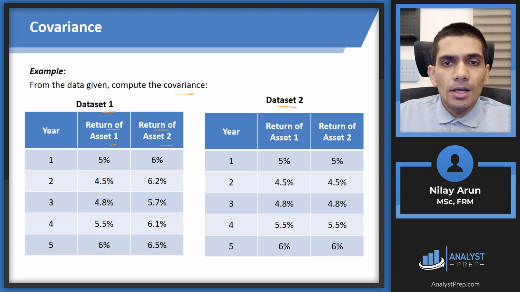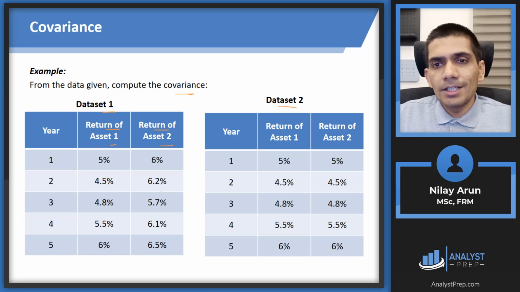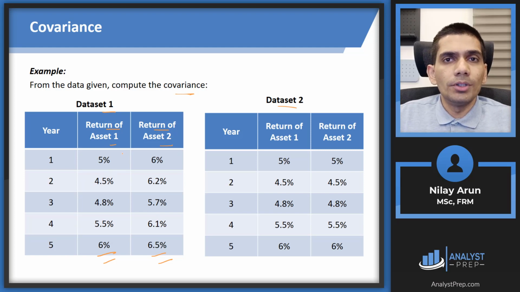You've been given the data for both the assets, so 5%, 4.5% and so on for asset 1, 6%, 6.2% and so on for asset 2. Now how will we calculate the covariance? We follow the same steps as what we did for variance. We first calculate the mean for asset 1 returns. We calculate the mean for asset 2 returns. That's the first step. Once you've done that, you find the deviations from the mean for both the assets.